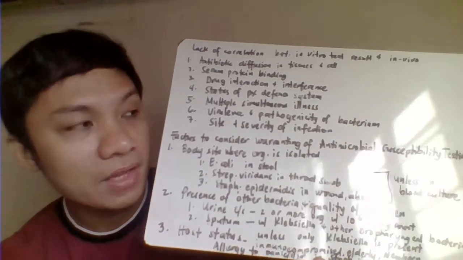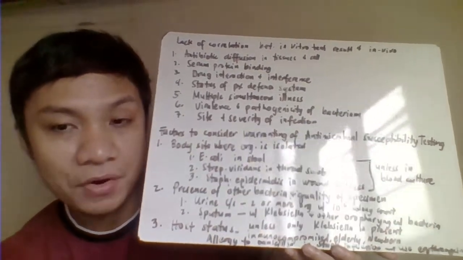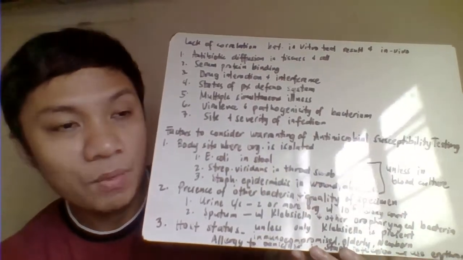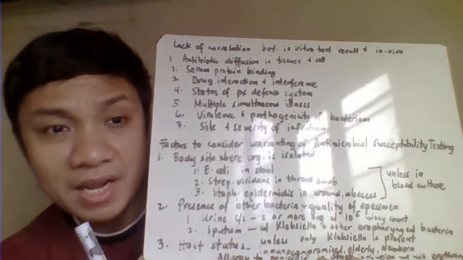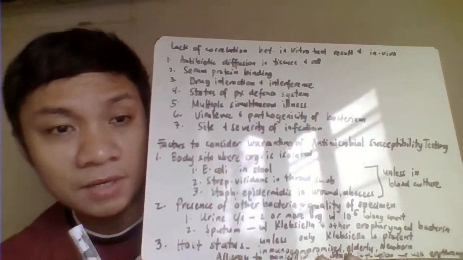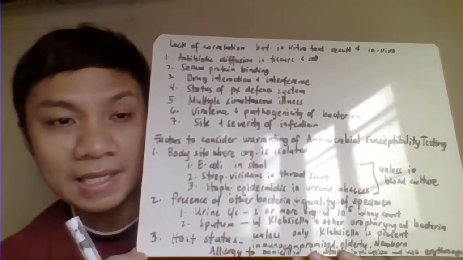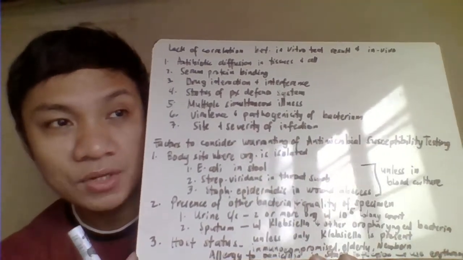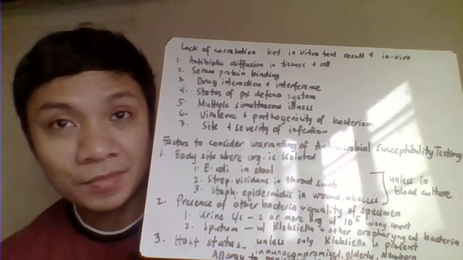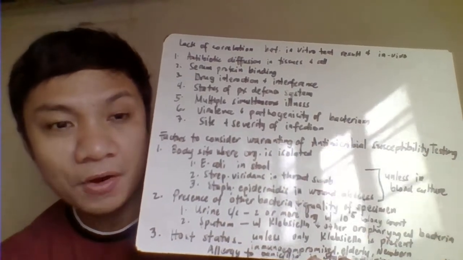Another one, we have the virulence and the pathogenicity of your microorganisms. And another one, site and severity of the infection. So kung sobrang severe, sobrang dami ng infection, medyo nahirapan ang ating antibiotics, kasi normal na concentration lang na tinest mo dun sa ating inoculum or in your laboratory.